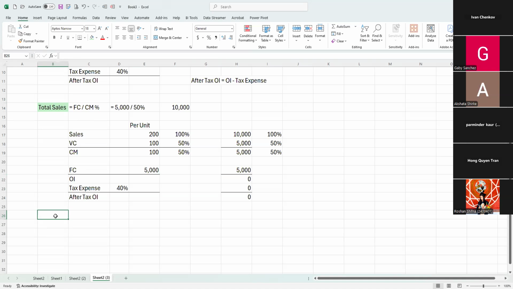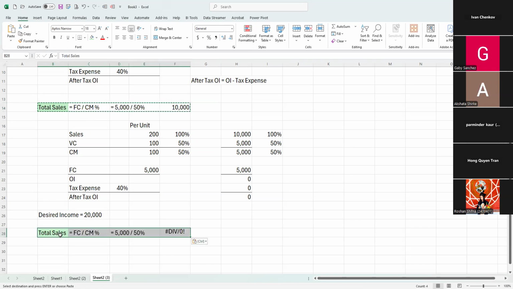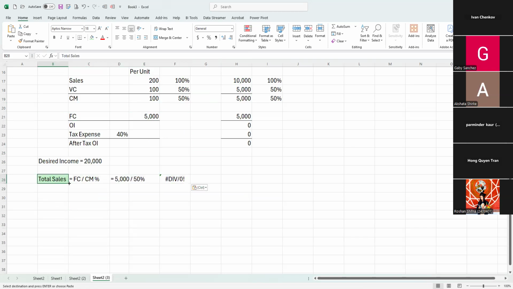20,000. So desired income equal to 20,000. What do we have to do? Let's keep using this formula. What do we have to do now? I have to add this 20,000 to the fixed cost. Correct? Are you guys with me? Yeah.